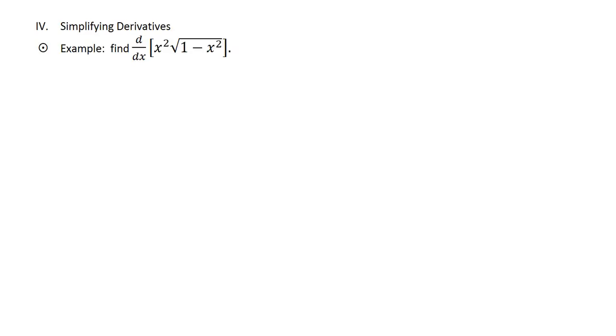We're going to take a look at some more examples. There's two main things I want to point out about this example. The first one is you've got x squared times the square root of 1 minus x squared. So that means we're going to need to use the product rule because we've got x squared times the square root. But because we've got a square root of 1 minus x squared, we're also going to need the chain rule in this example. So it puts both of the rules together.